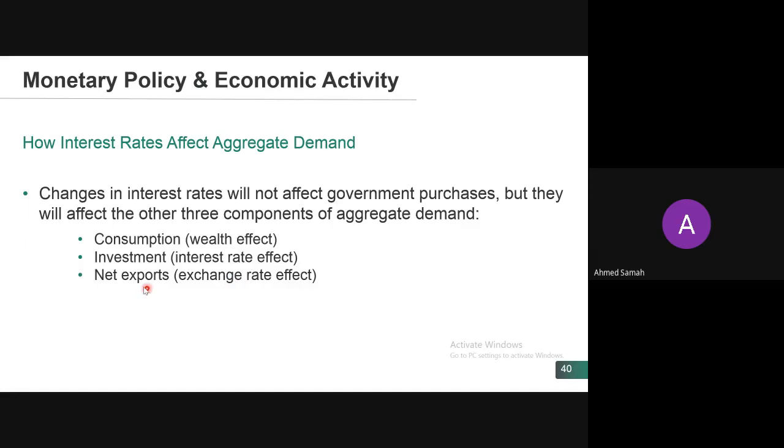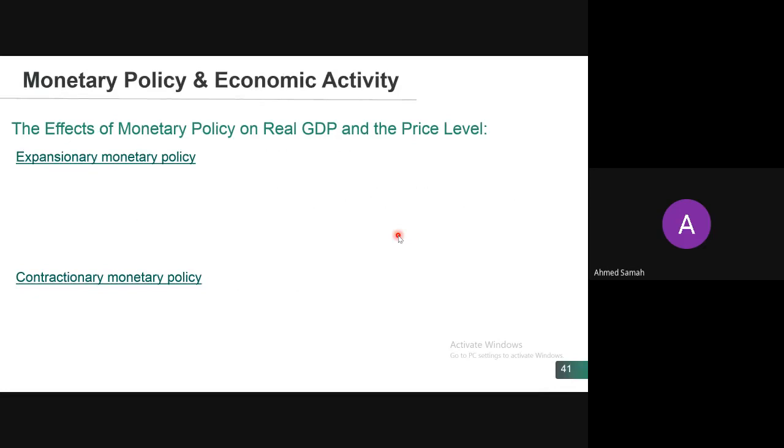Also, when there is a fall in the interest rate, there is a deterioration in the exchange rate of the local currency. When the local currency depreciates, the exports of that country will be cheaper for foreigners, so the demand for exports from this country will increase. That is the exchange rate effect. So interest rates affect aggregate demand through these effects. How does monetary policy affect real GDP and the price level? Mainly there are two types of monetary policy: the expansionary monetary policy and the contractionary monetary policy.